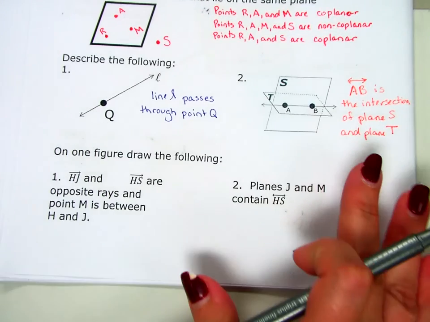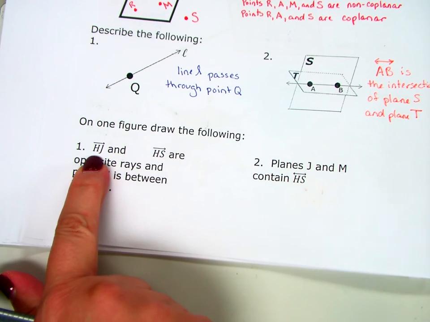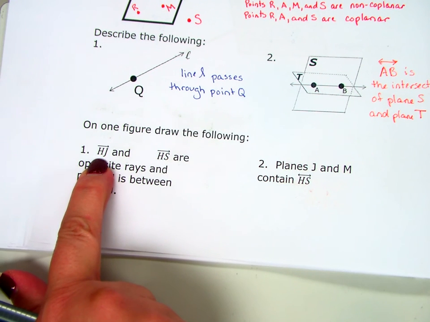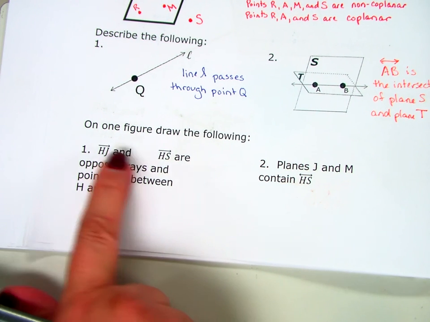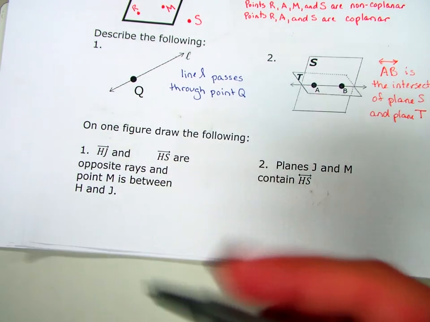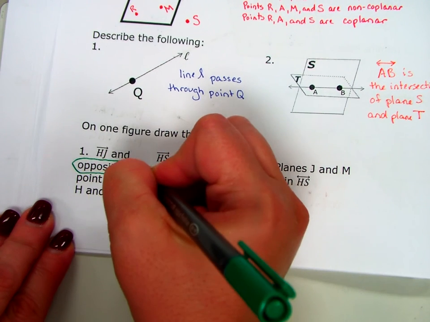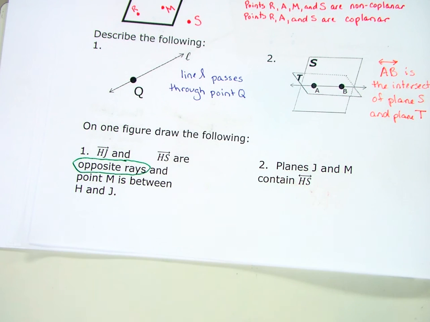Okay. On one figure, draw the following. Number 1, what is this saying right here? Ray HJ, a ray that starts at H and goes in the direction of J, and ray HS are opposite rays. Opposite rays is the new word for us. You will need it for your assignment. Guess what opposite rays do? Go in the opposite direction. So if one goes right, the other goes left. If one goes north, the other goes south, right? They go in the opposite directions.